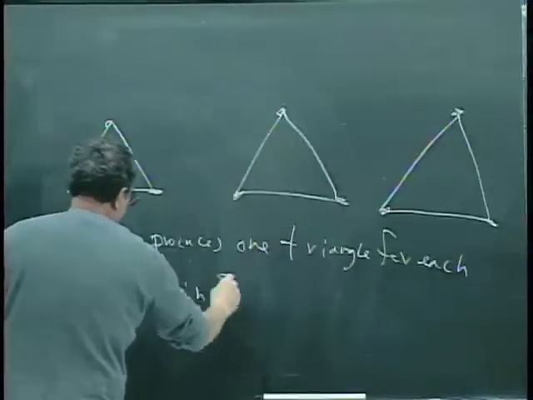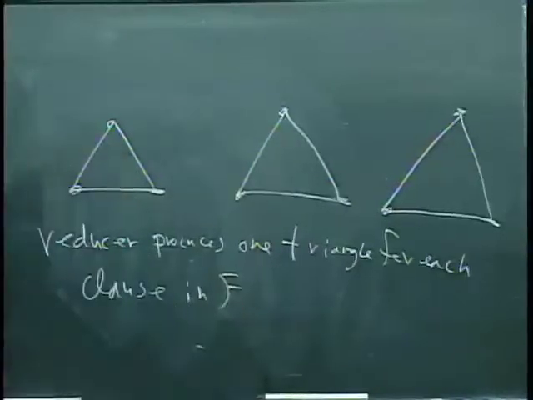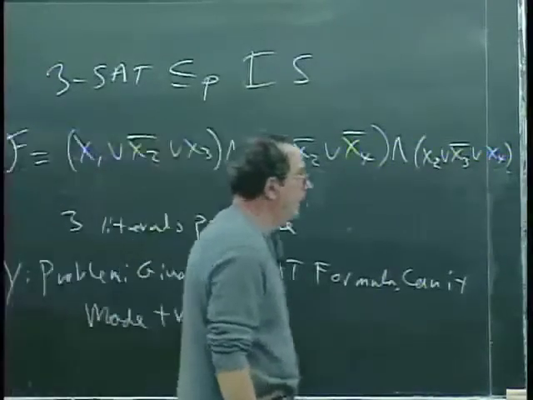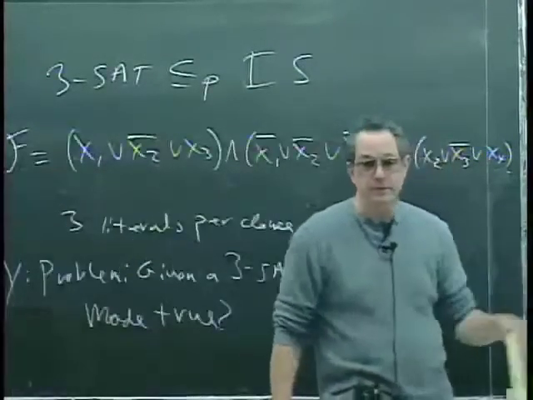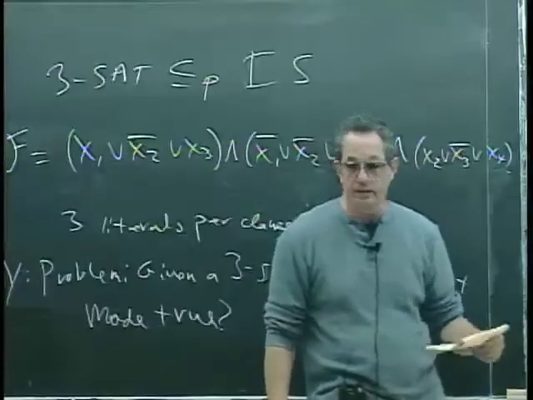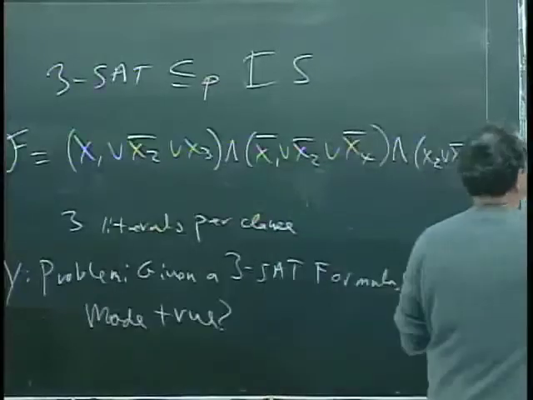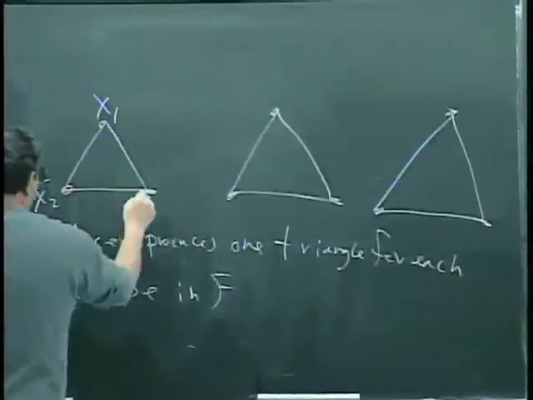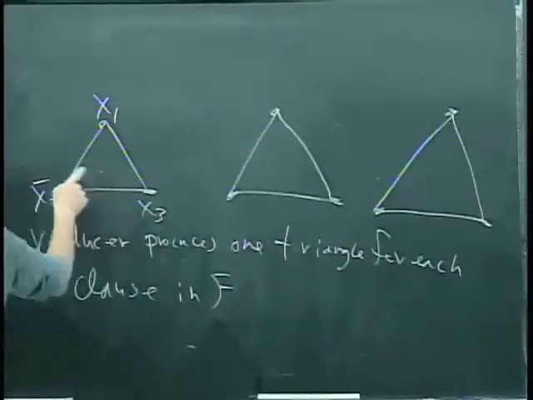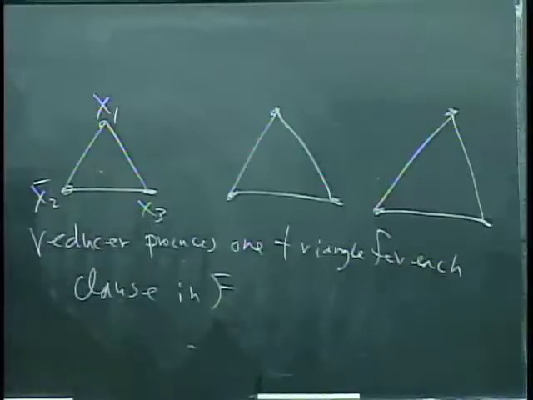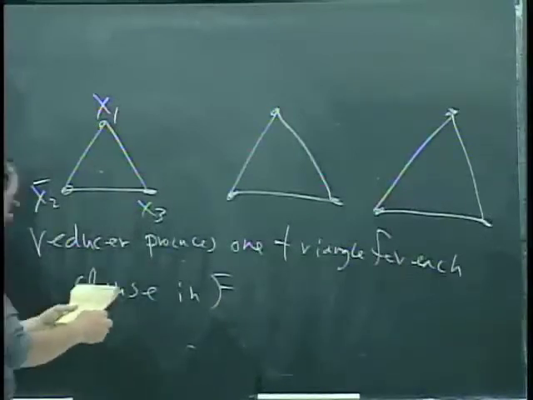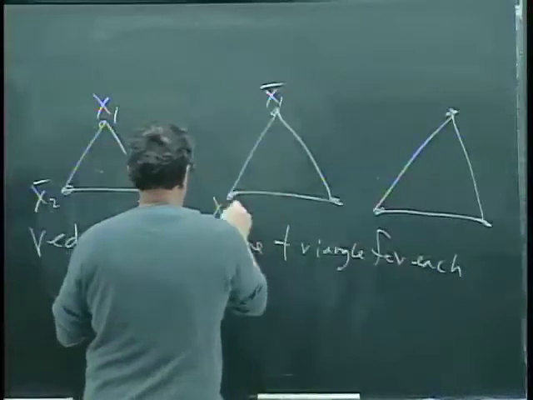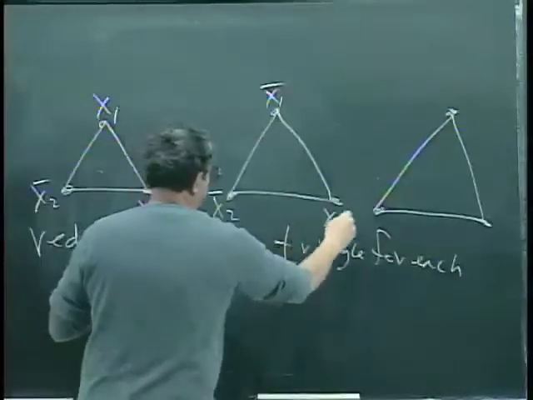In, let's say, F, which is how I'm referring to the formula, it labels the vertices with the literals that are in that clause. So this is x1, x2 bar, x3. This is the triangle for the first clause. And the triangle for the second clause is x1 bar, x2 bar, x4 bar.